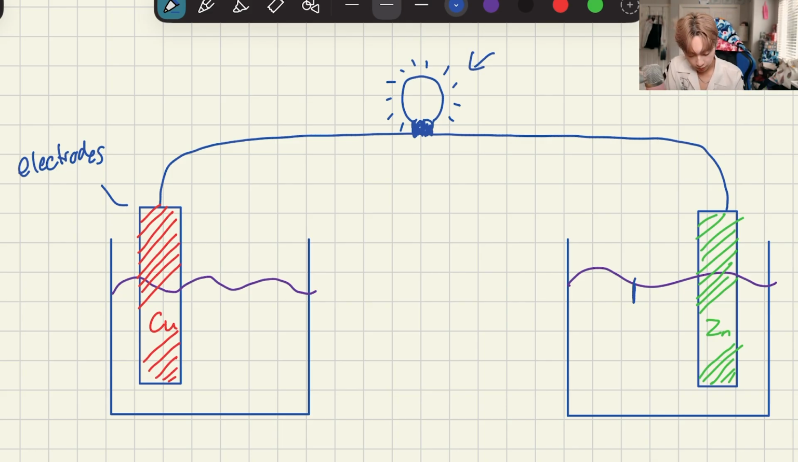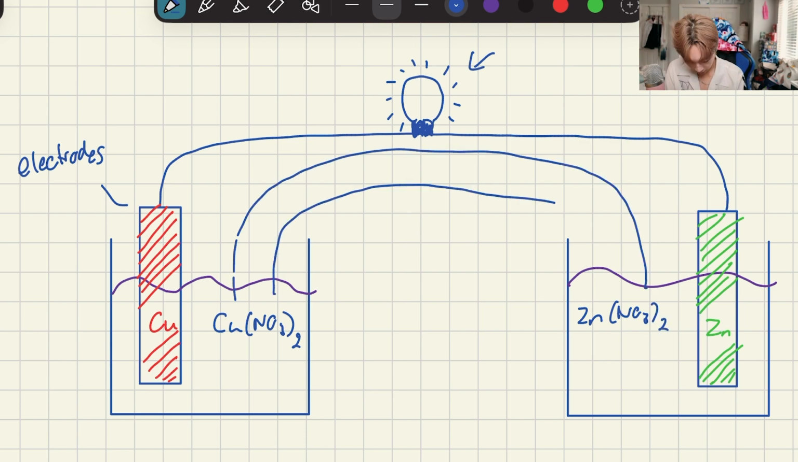In our solution on the left side, we have our copper NO3, and on the right side, we have our zinc NO3. And then in the middle, we're going to put what's called a salt bridge. And this salt bridge is going to be filled with KNO3. The salt bridge allows for the movement of ions to balance electrical charges.